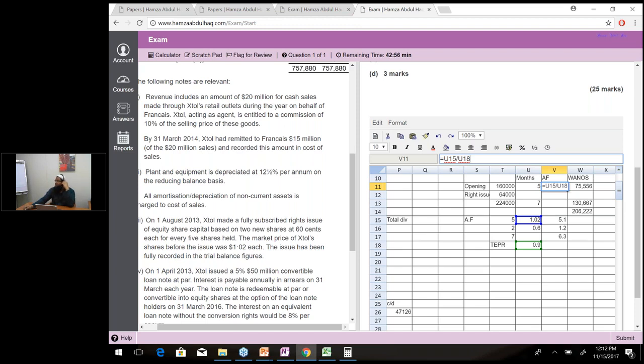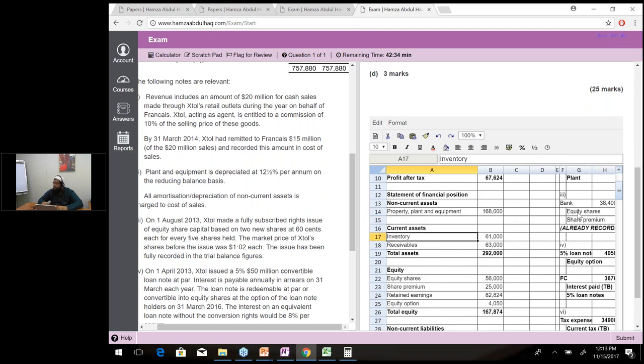No, Cooley, there is no simple way of calculating the weighted average number of shares. This is one of the complicated workings. So market value before the right issue was 1.02 and after the right issue is 0.9. So this way we have calculated the adjustment factor. And I'm writing down that this is W14. The weighted average number of shares is W14.